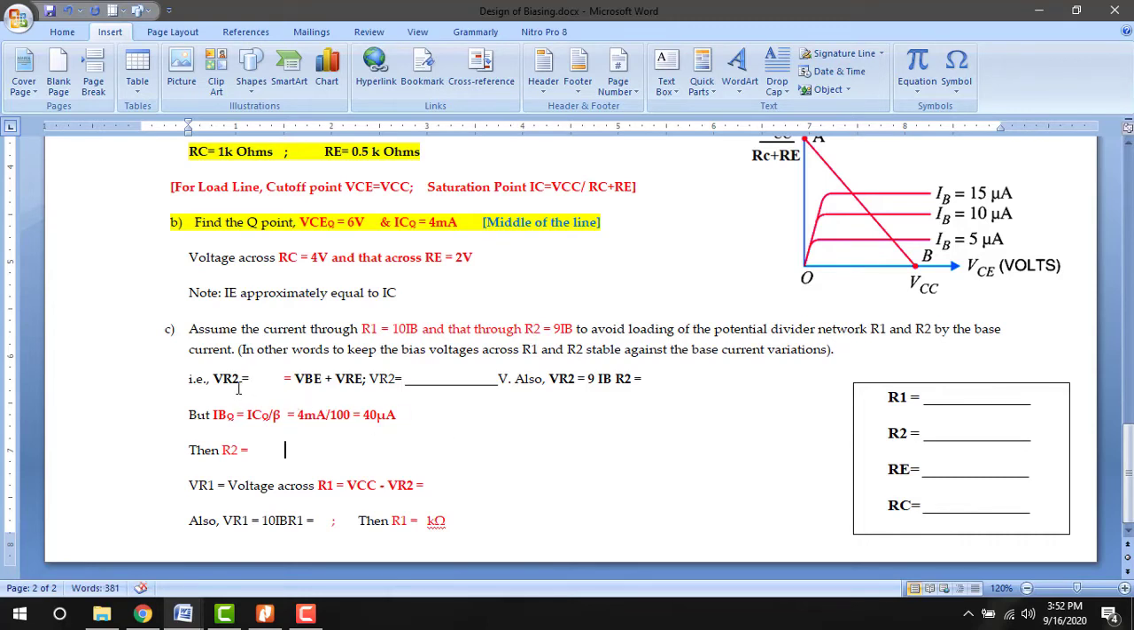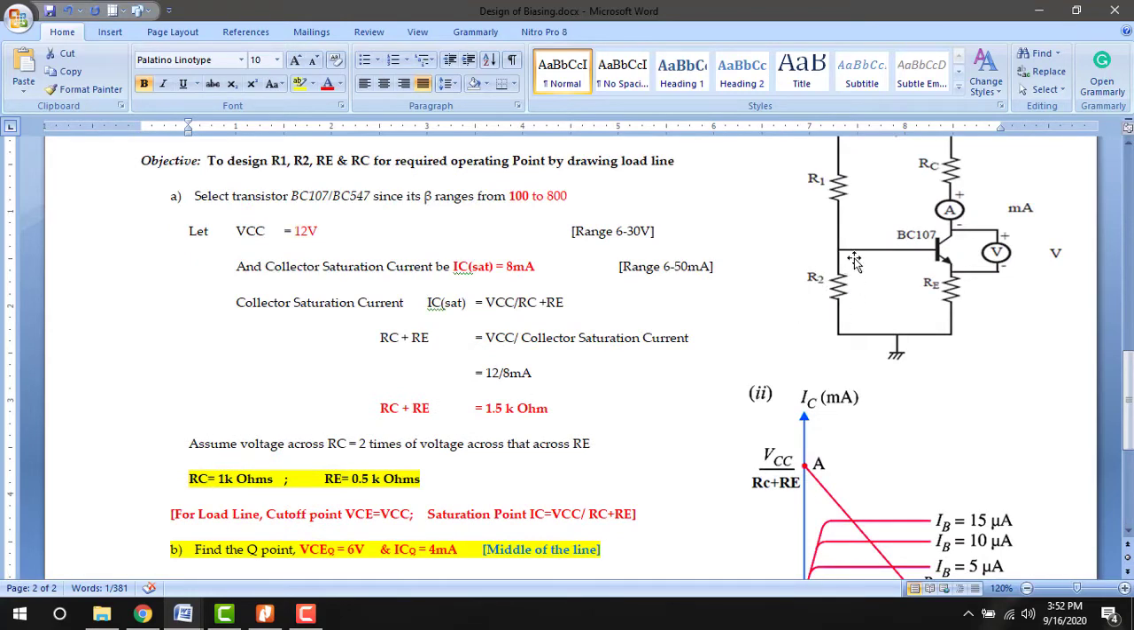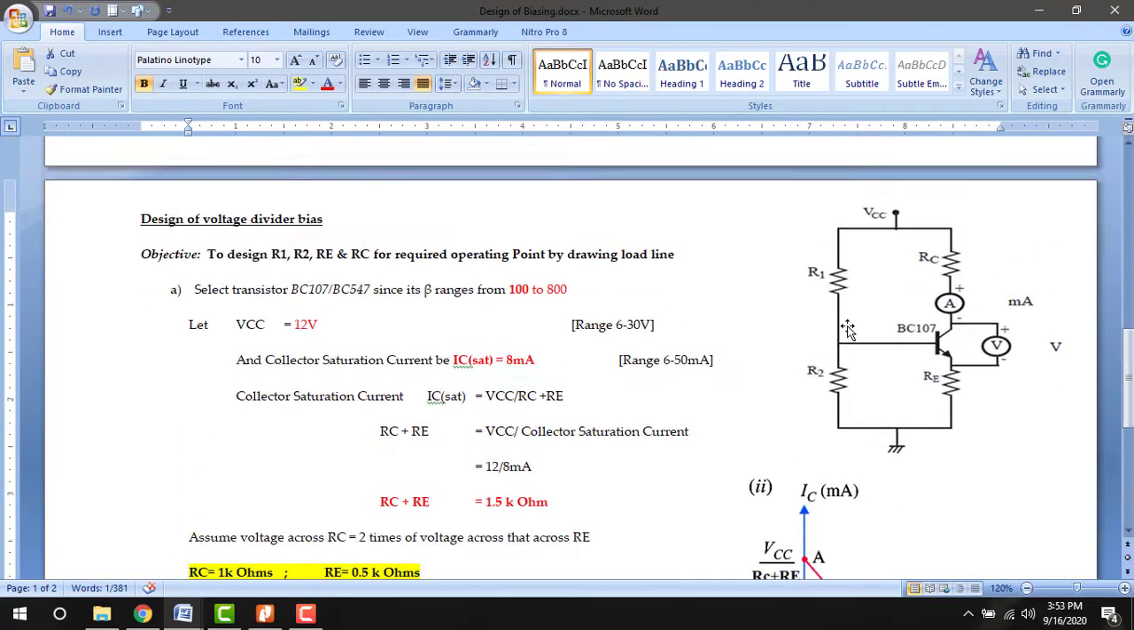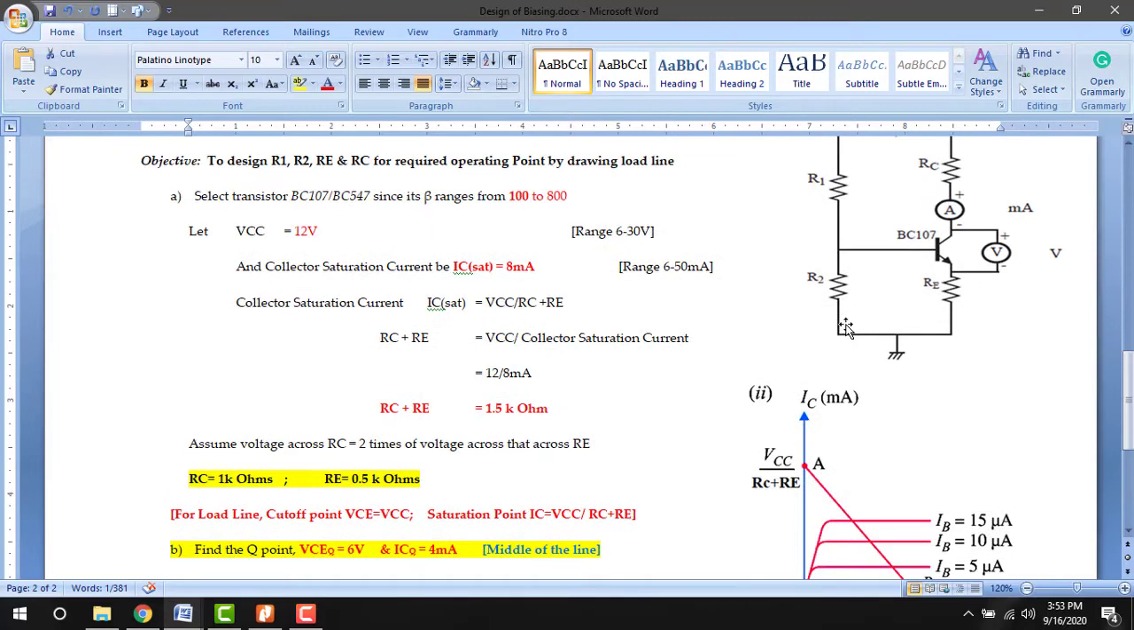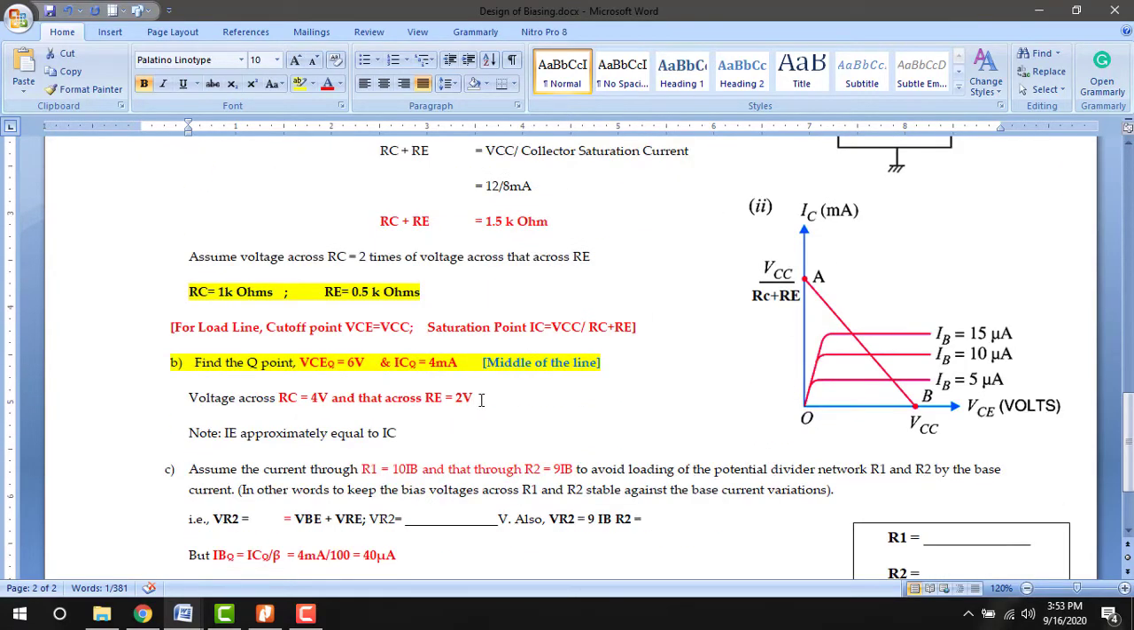Then what about the voltage drop across R2 and R1? Similar to the previous case, we are going to calculate the voltage drop across R1 and R2. So how are the values arrived at? See, the voltage drop across RE is 2 volt.